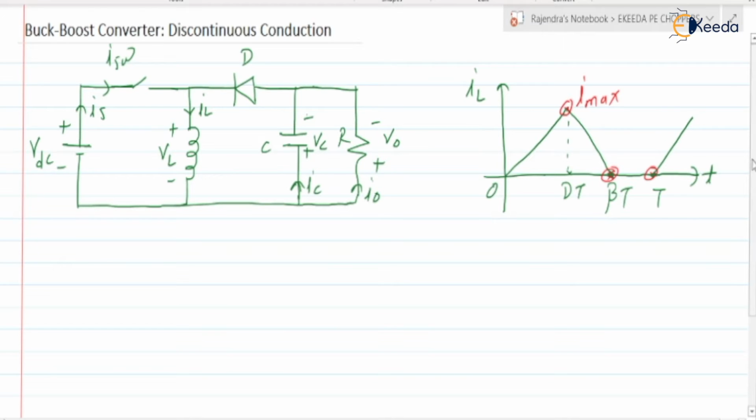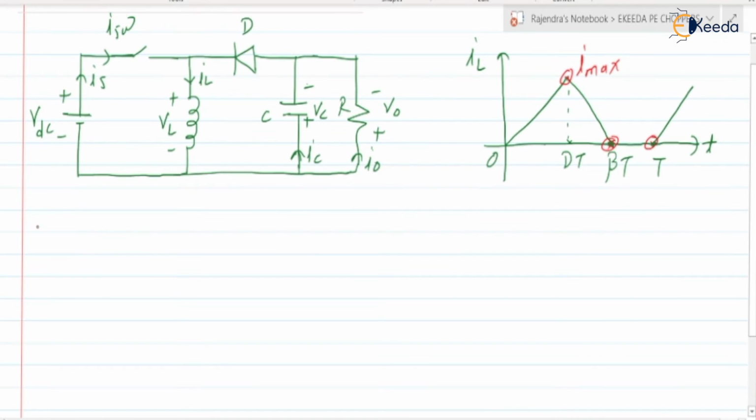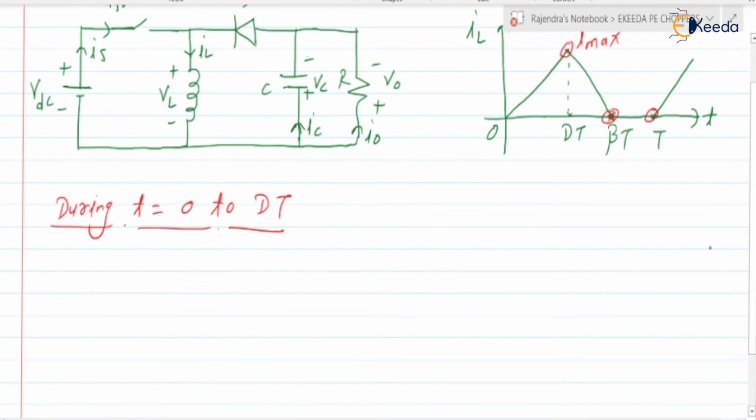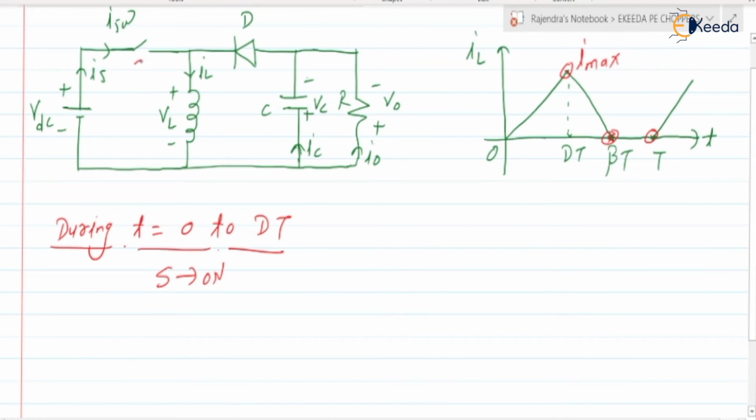Now, during 0 to DT, if we apply KVL to the circuit, the switch is in the on state. When the switch is in the on state, there are two loops: this is the one loop and this is the second loop.